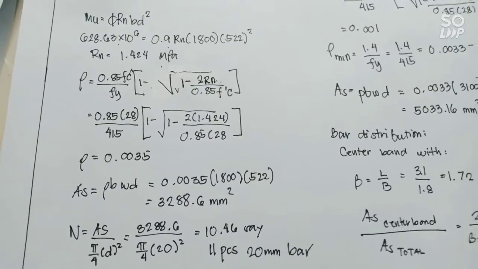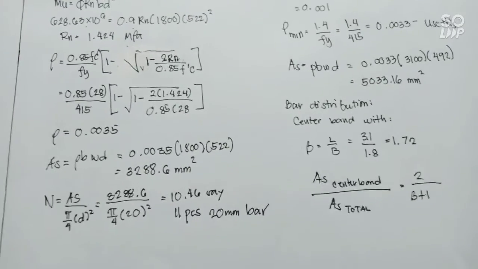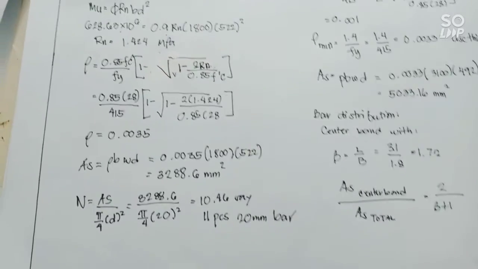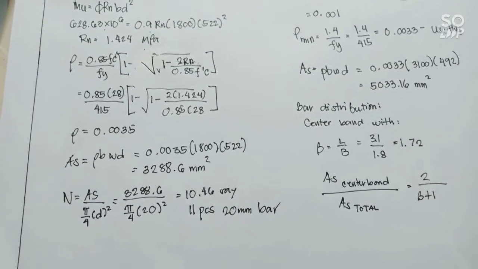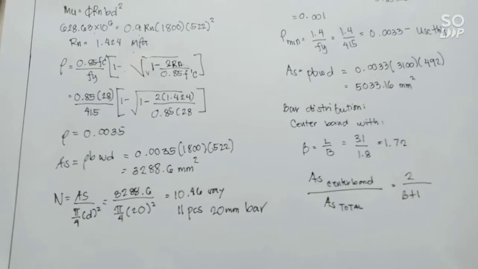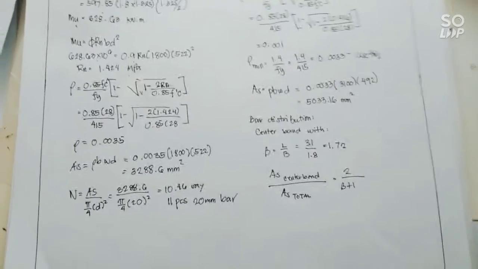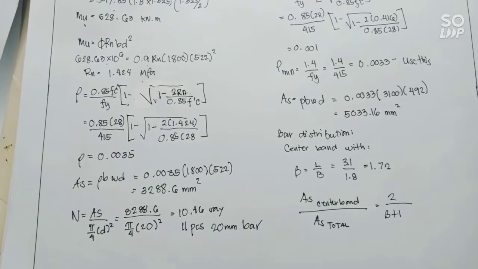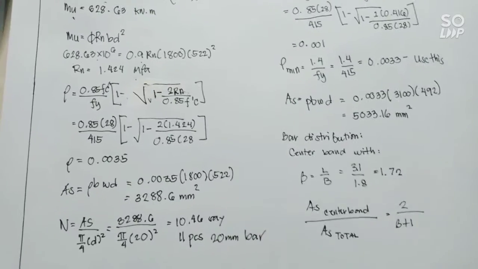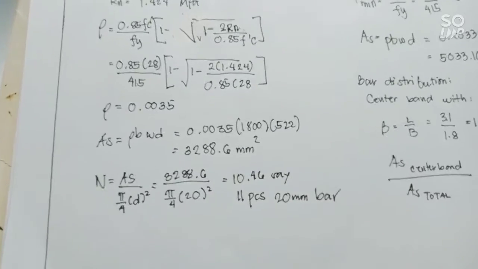Then we proceed in finding the rho, which is the reinforcement ratio, that has a formula of 0.85 f'c, or the compressive strength, over fy, times 1 minus the square root of 1 minus 2Rn over 0.85 f'c. So substitute 0.85 times 28 over 415, that is given in the problem, times 1 minus the square root of 1 minus 2 times the concrete beam design ratio, Rn, 1.424, over 0.85 times 28. So our rho is equal to 0.0035.